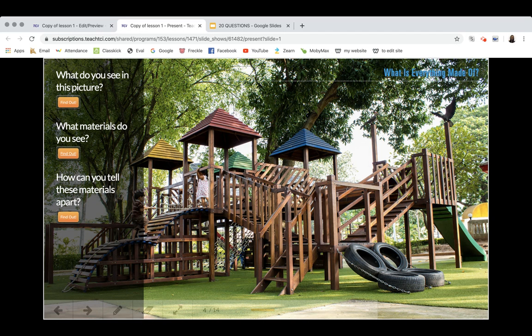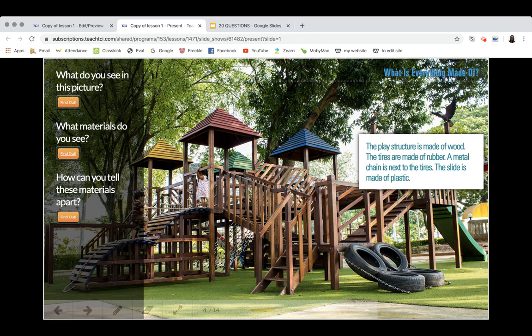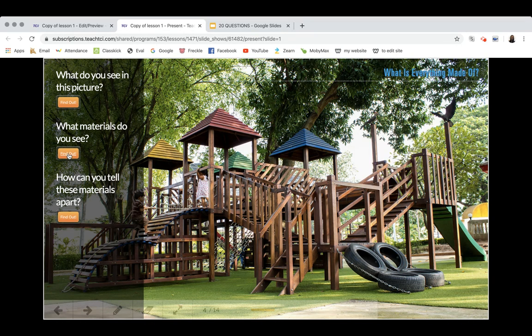So now that we see all of these objects, what are they made of? Think about that for a minute. The play structure is made of wood. The tires down here in the corner are made of rubber. A metal chain is next to the tires, and the green slide is made of plastic. So those are the materials that we see in our picture. And the last question says, how can you tell these materials apart? Think about that question. How can you tell those materials apart?